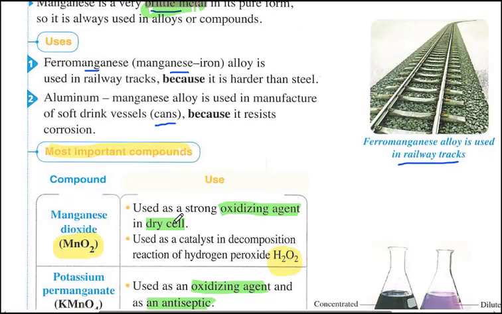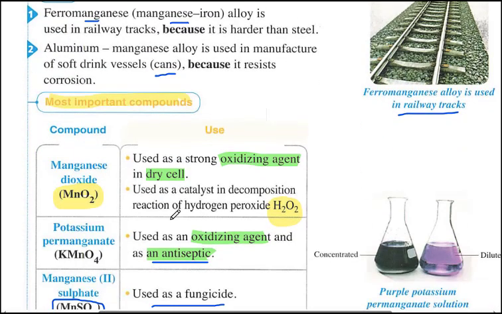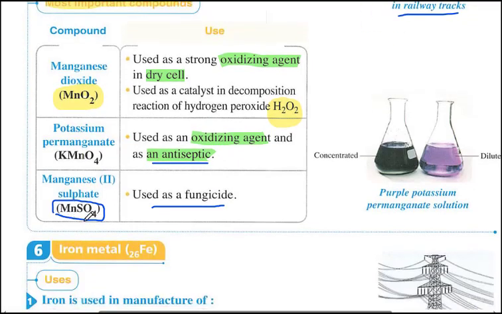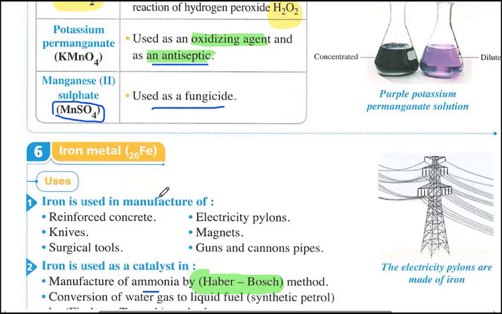Okay, from the very important compounds of manganese: manganese dioxide is used as a strong oxidizing agent in dry cells, and also used in the decomposition process of hydrogen peroxide. Potassium permanganate, KMnO4, is used as an oxidizing agent and antiseptic. Manganese(II) sulfate is used as a fungicide.